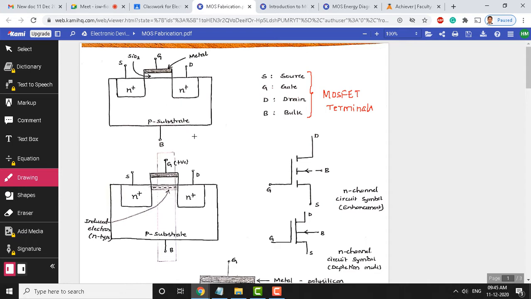You can say this is a cross section of N channel MOSFET.